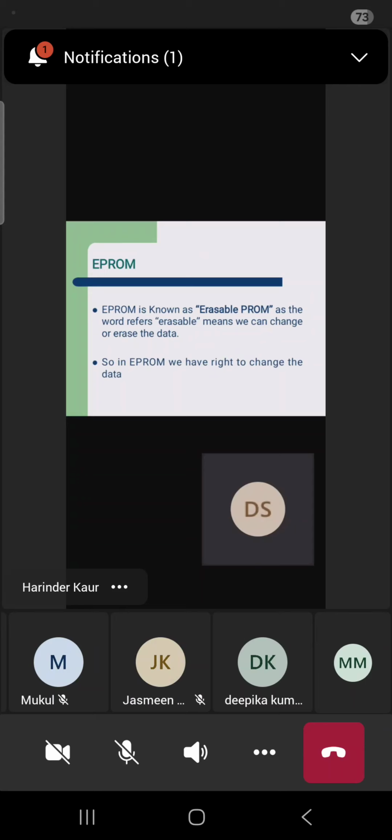Next is EPROM. It is also known as erasable ROM. As the word erasable suggests, we can change or erase the data. So here we have the right to change the data.